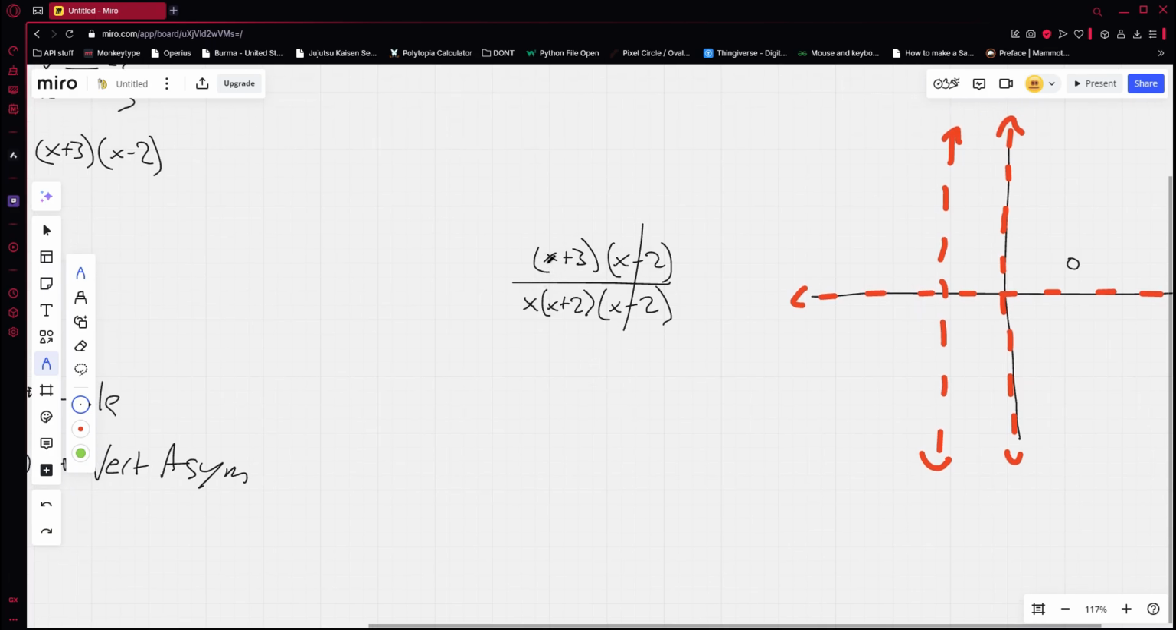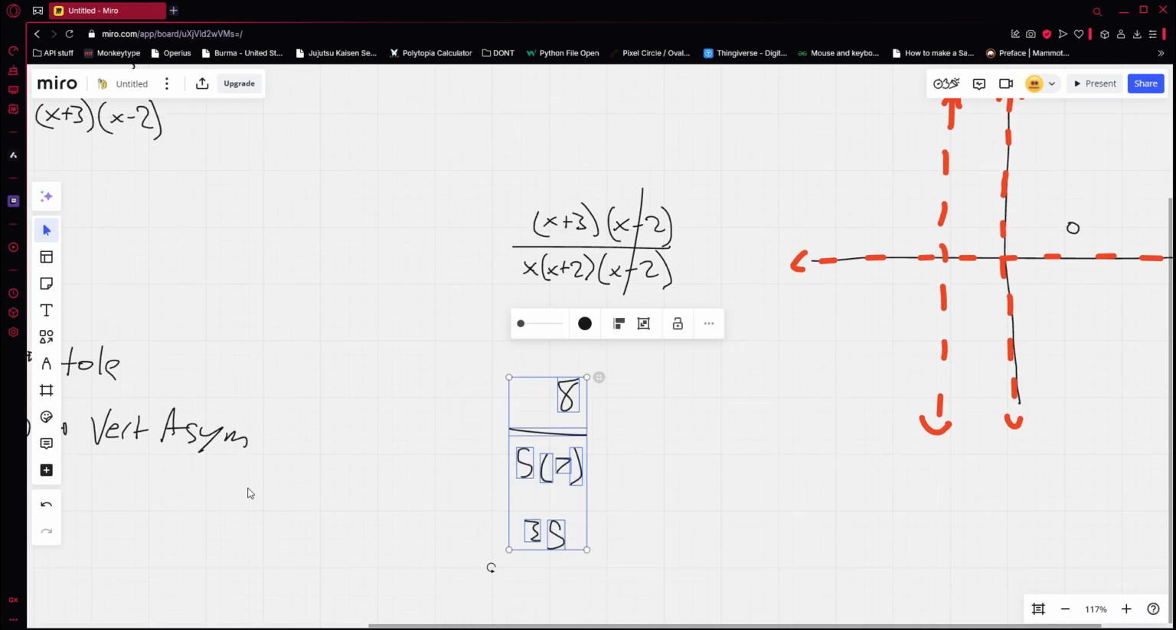So x plus 3, that's 8. So 8 over 5 times 5 plus 7. 5 plus 2, 7. That's 35. 8 over 35, that's a positive number. We don't need to find that, it's just positive.